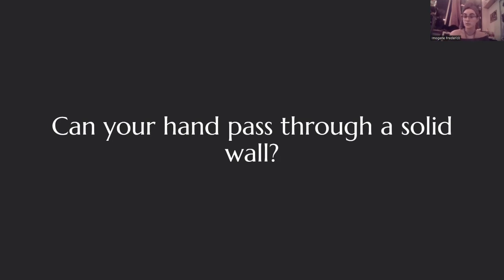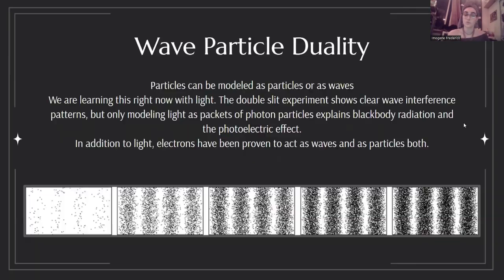But to really understand it, we first have to delve into wave-particle duality as well as the uncertainty principle associated with it. Wave-particle duality, as the name suggests, is where we can model something as both a particle and a wave. Light is a great example of this. As we're learning in class, we have the double slit experiment, which when we shine light through two slits, we have a clear wave interference pattern as shown in this picture here. And that is hard proof that light acts as a wave.